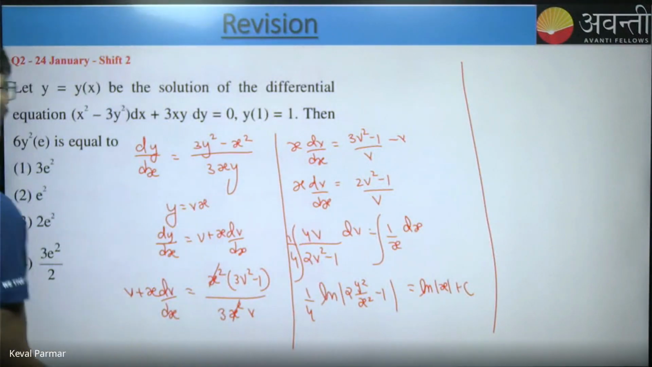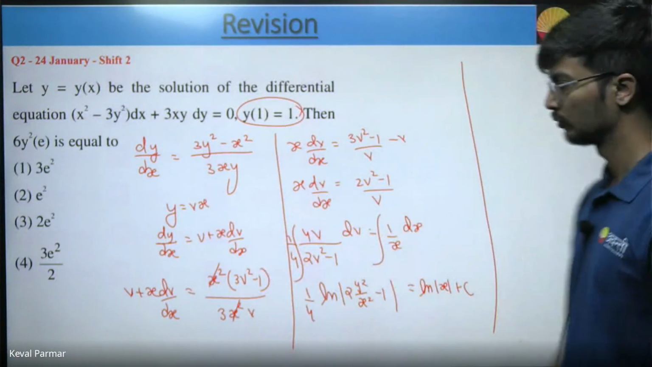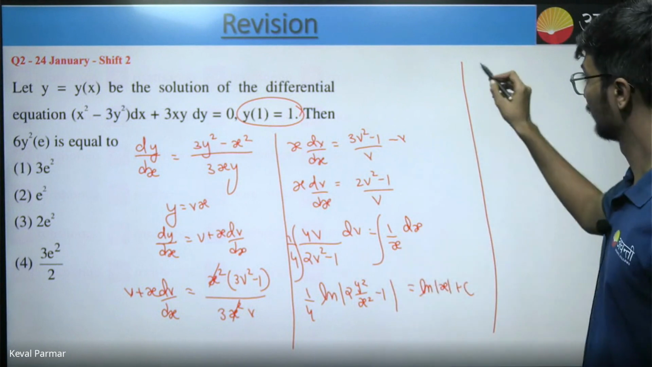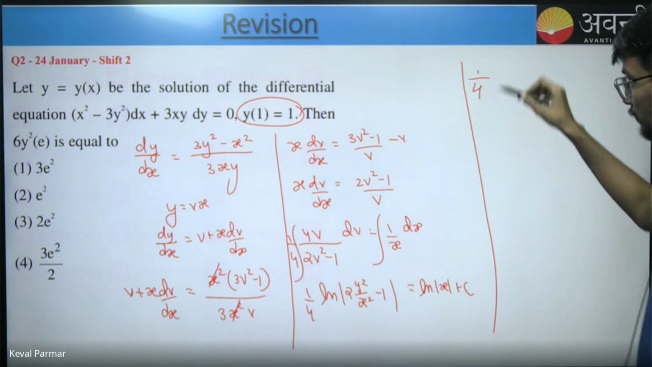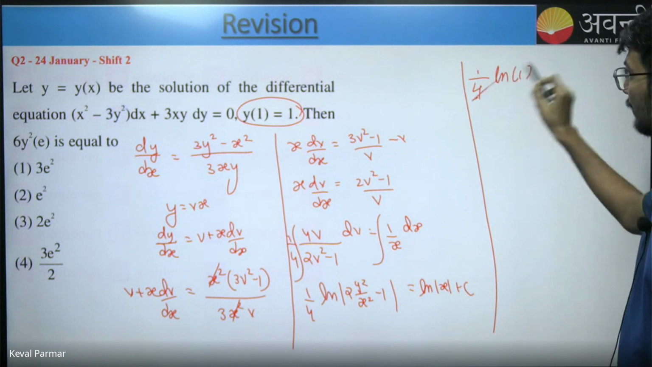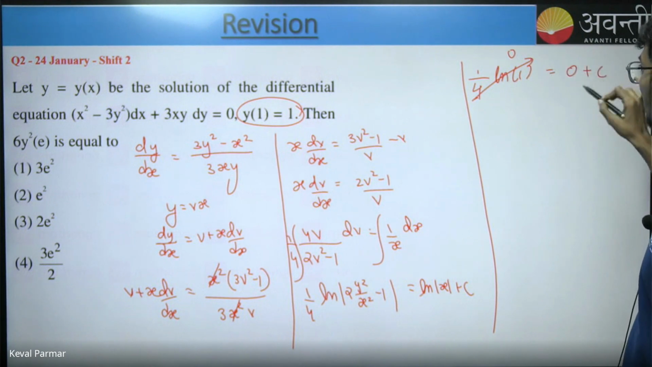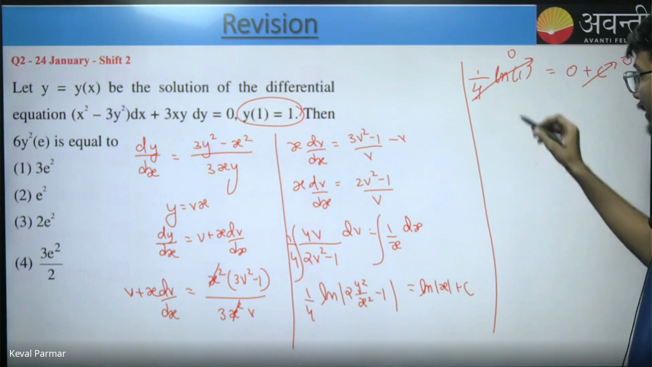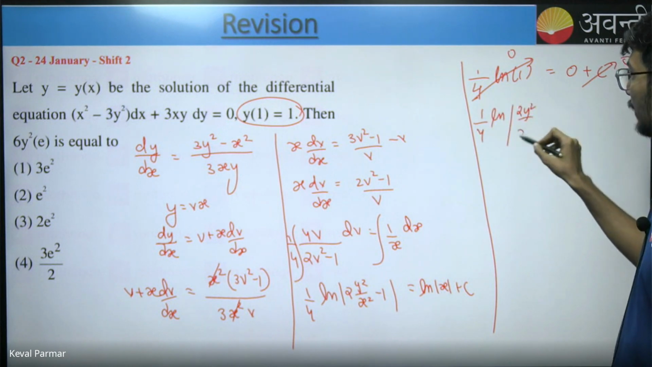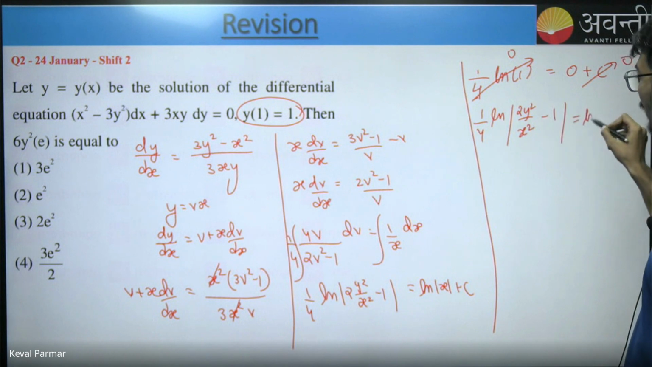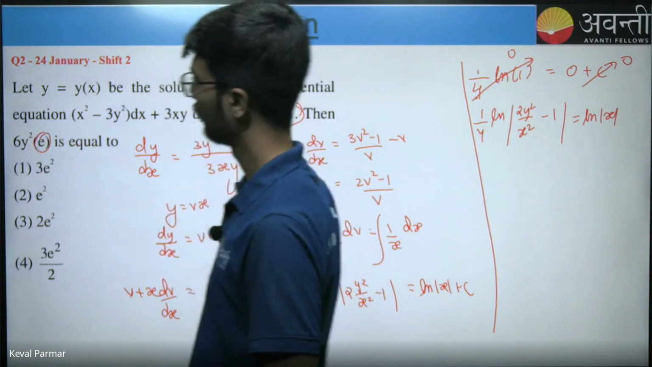Right. Now, y of 1 equals to 1. That is, put x equals to 1 and y equals to 1. So if I put x equals to 1, y equals to 1, I'll get 1 by 4 ln 1. That means this is 0 is equal to ln 1, 0 plus c. That means c is 0. So our equation reduces to 1 by 4 ln mod 2y square upon x square minus 1 equals to ln mod x. We have to find the value of 6y square e.